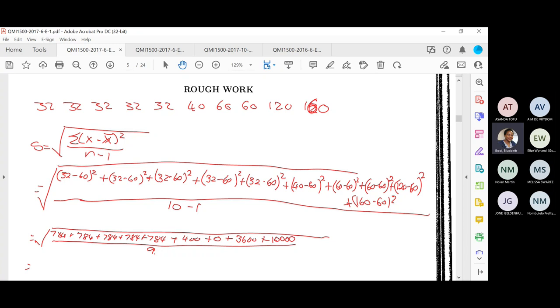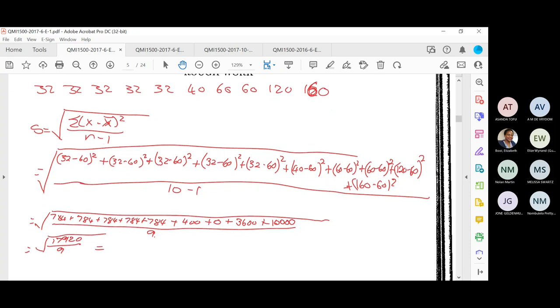784 plus 784 and so on, all five of them, equals 3920, plus 400, plus 3600, plus 10,000, equals 17,920 over 9.